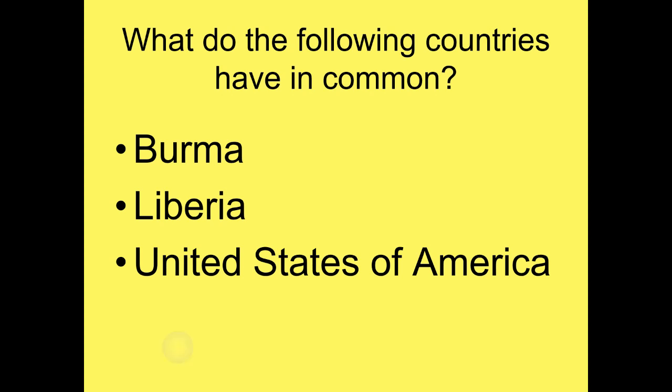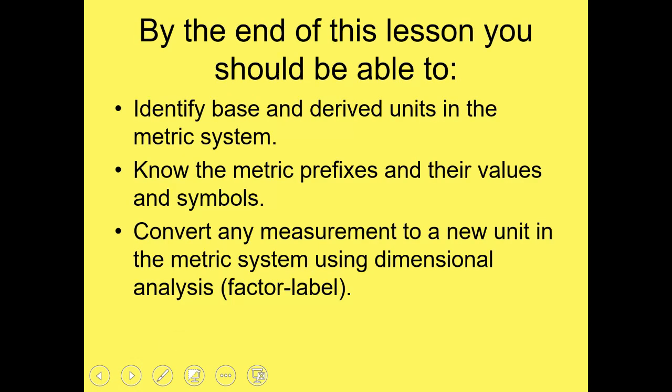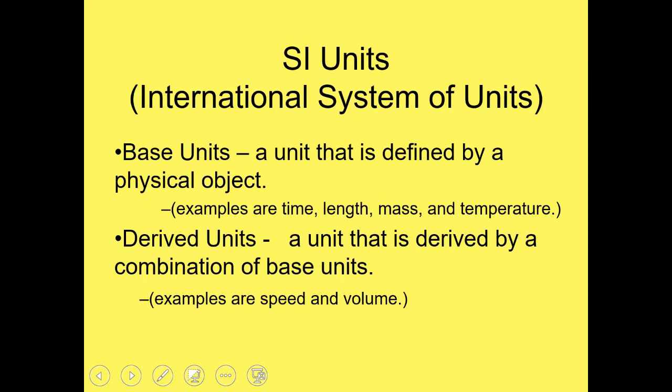Now, our goal in this lesson is for you to be able to identify the base and derived units in the metric system, know the prefixes and values and symbols that we are going to use in chemistry this year, and be able to convert using dimensional analysis and the factor label system with those metric prefixes and values.